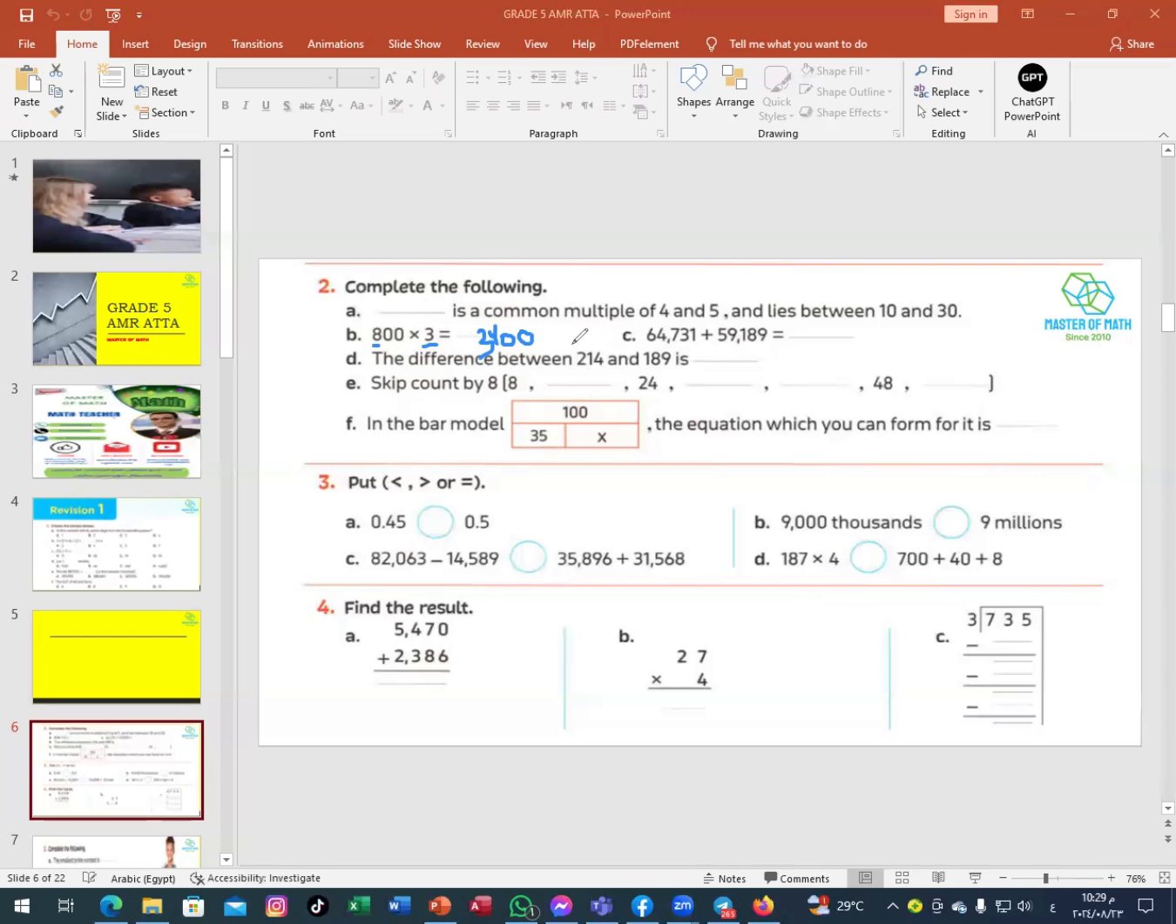Number C, it's an adding problem. It's very easy. Okay, we can take the horizontal way or the vertical way. The horizontal way, I can answer it: 9 plus 1 equals 10. I write 0 and carry 1 over 8. 1 plus 8 equals 9. 9 plus 3 equals 12. I write 2 and carry 1 over 1. 1 plus 1 is 2. 2 plus 7 equals 9.